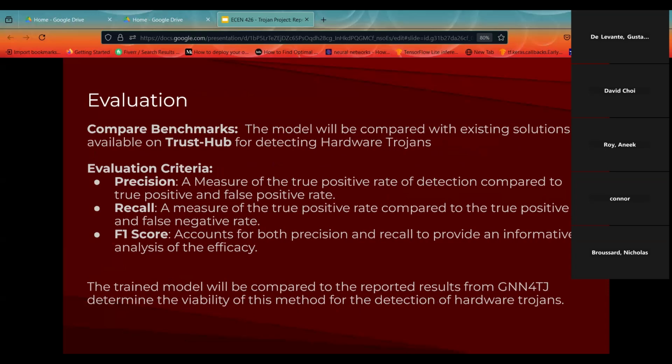To evaluate the success of the GNN model, we're going to use benchmarks for comparison. The model will be compared with existing solutions that are available on TrustHub for detecting hardware Trojans. For the evaluation criteria, there are three important measurements.